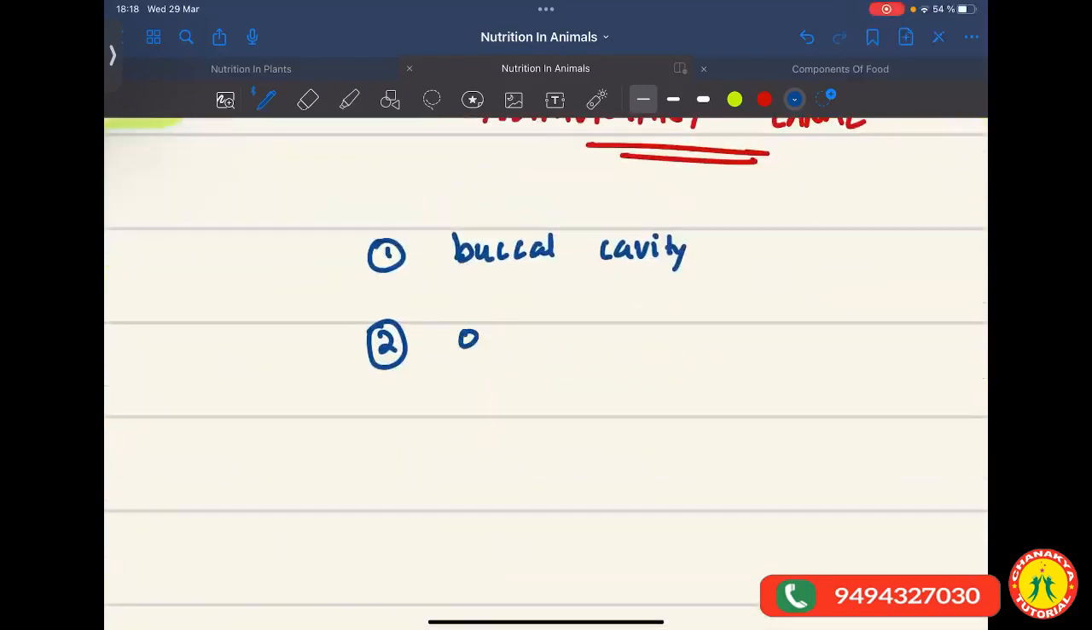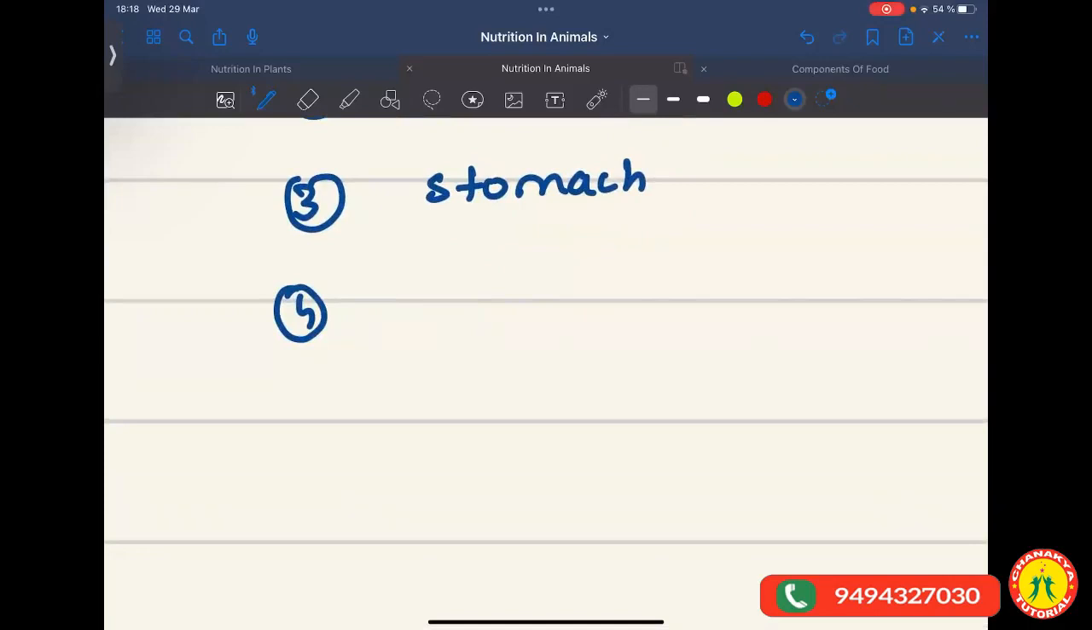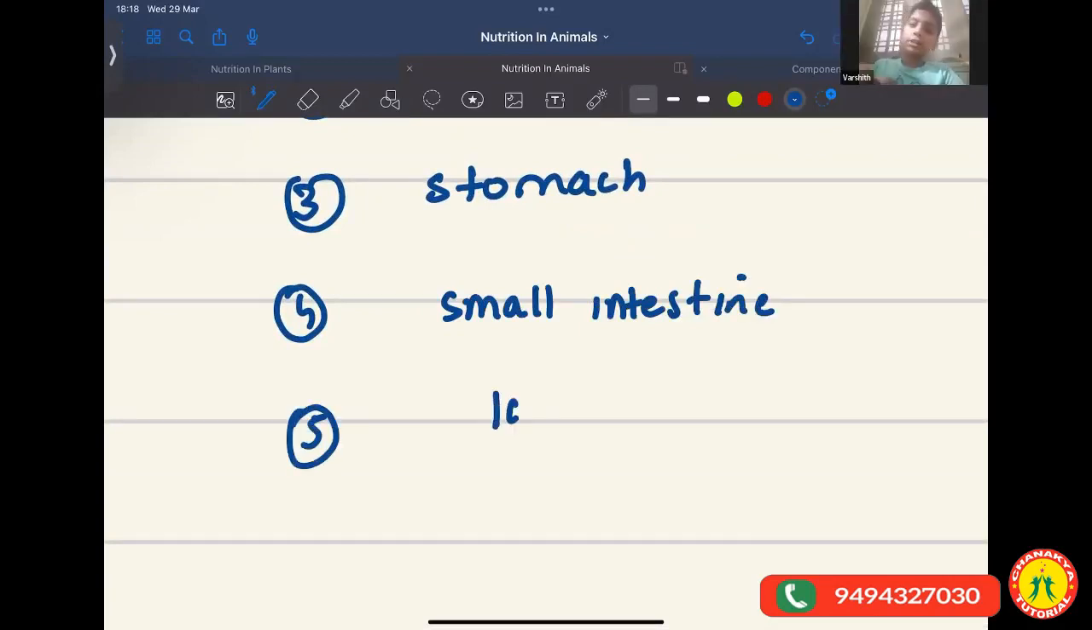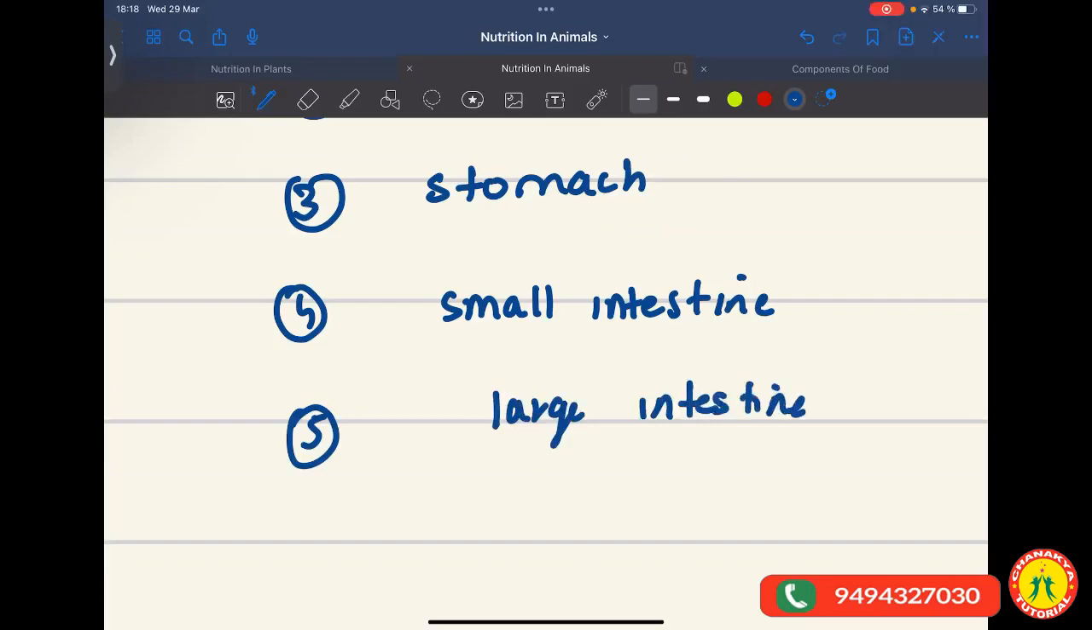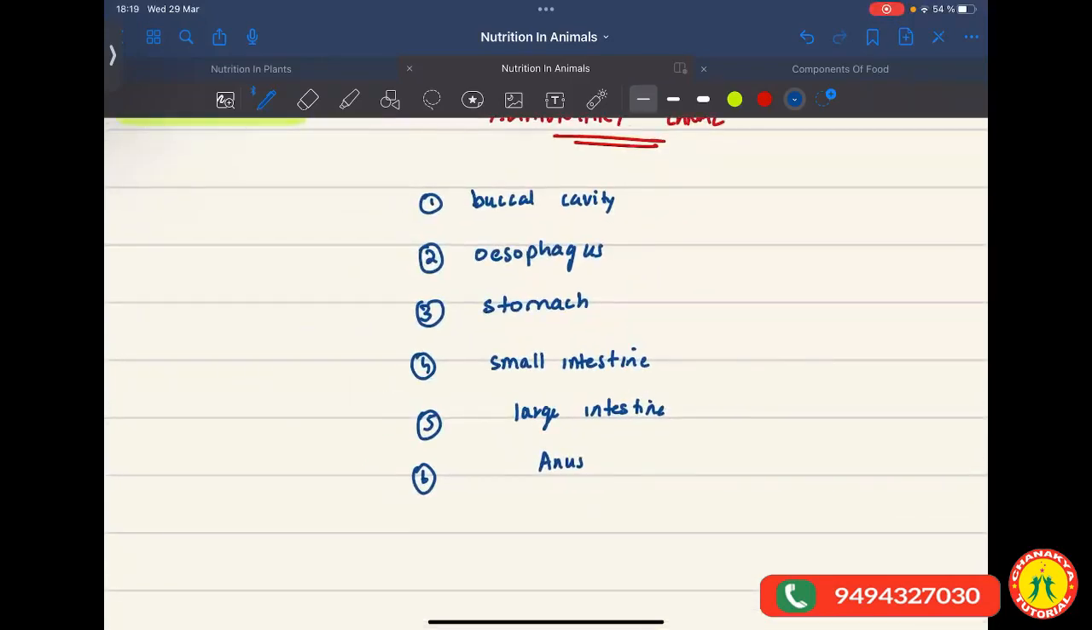So it goes to the esophagus. And third is your stomach. Out of the stomach, small intestine. Out of the small intestine, large intestine. And finally your anus. This is how your food passes through, and this is how your whole alimentary canal is divided.